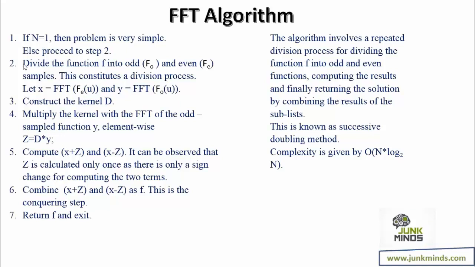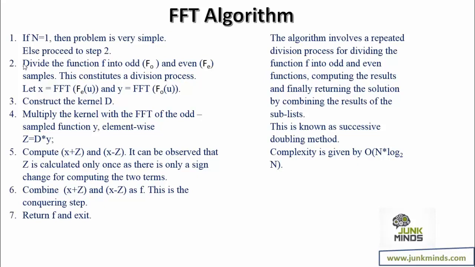For example, a function is given. We divide this function into two parts, which will be odd samples and even samples. Let x be the fast Fourier transform of even samples of u, and y be the fast Fourier transform of the odd samples of u. Then we construct the kernel D. Once we find D, we multiply the kernel D with the fast Fourier transform of the odd sampled function, which is y. So your z becomes D into y.